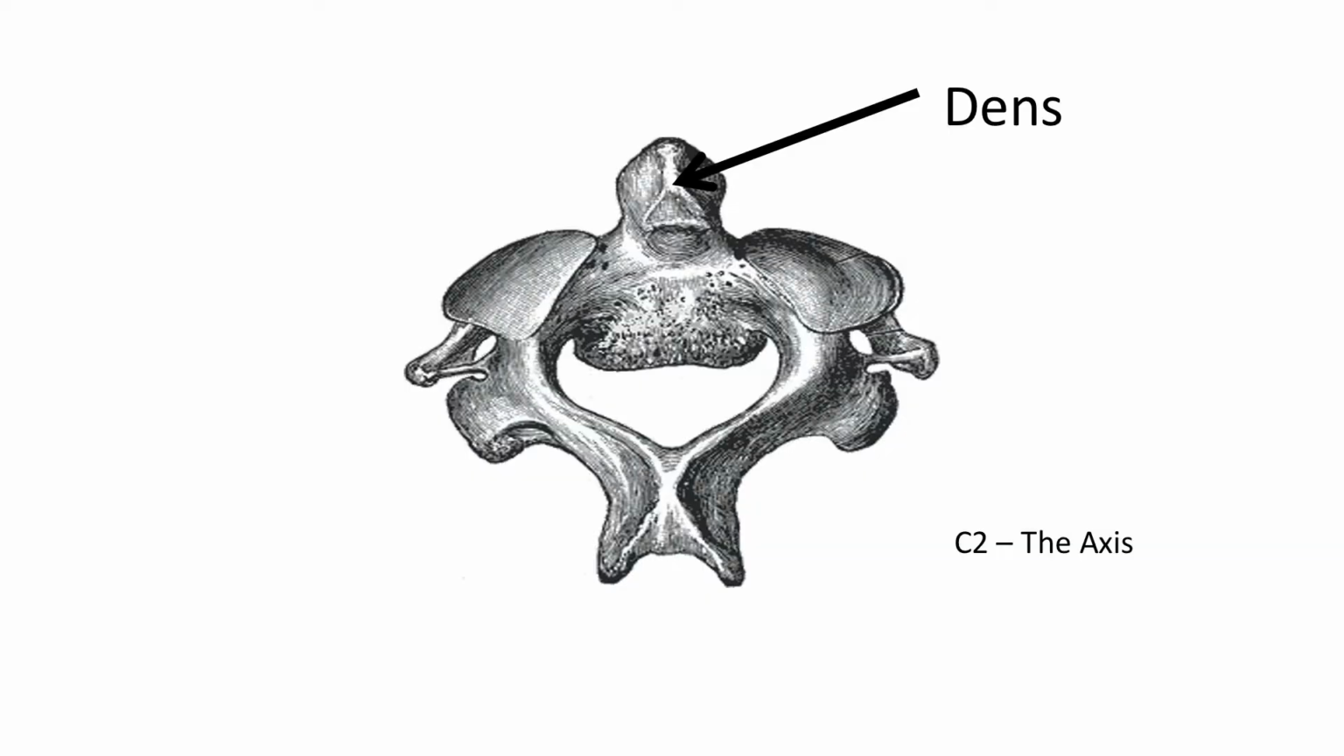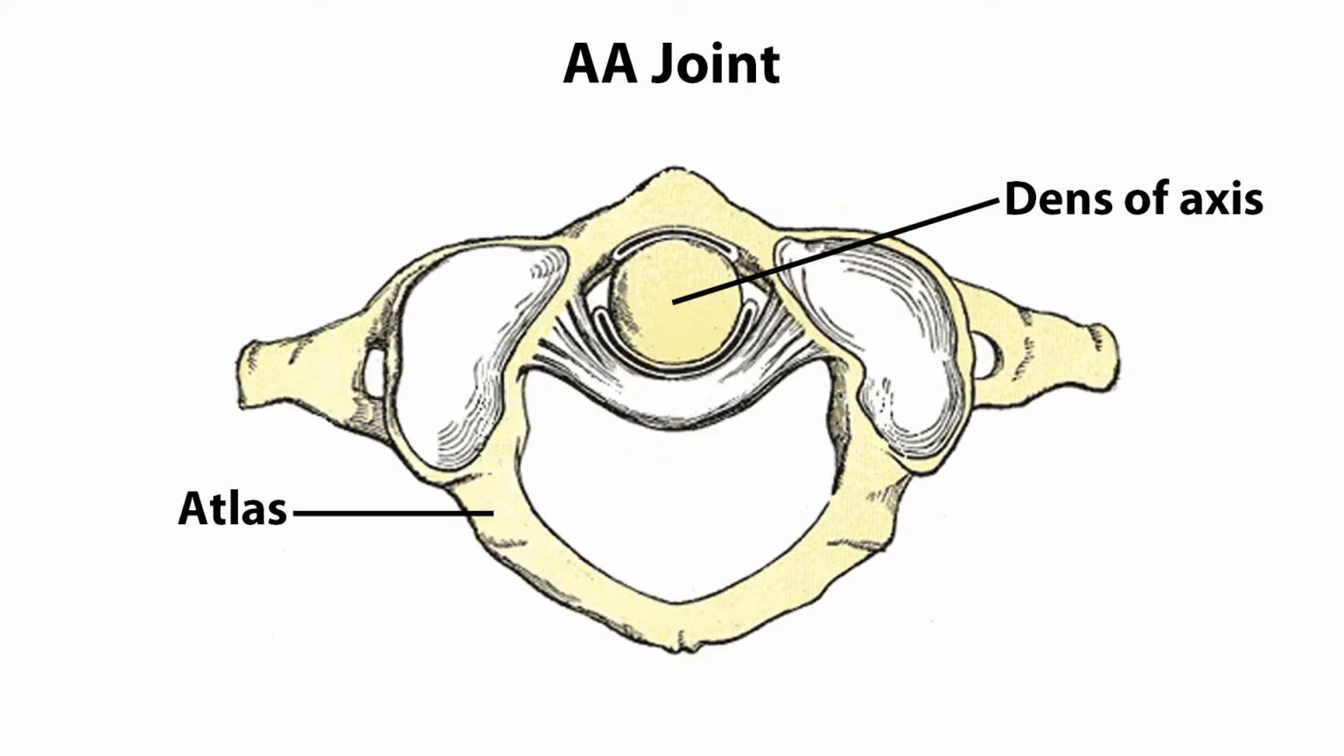C1 articulates with both the occiput on top as well as C2 on the bottom. C2, also called the axis, essentially picks up the body of C1, which becomes the dens. The dens articulates with C1 and allows rotational motion. This is the AA, or atlantoaxial joint, which is responsible for 45 degrees of rotational motion in either direction.